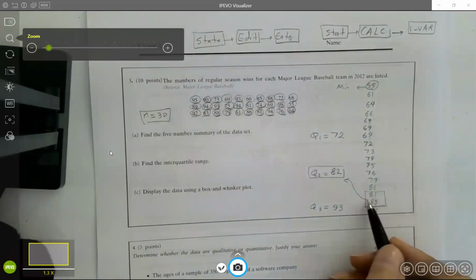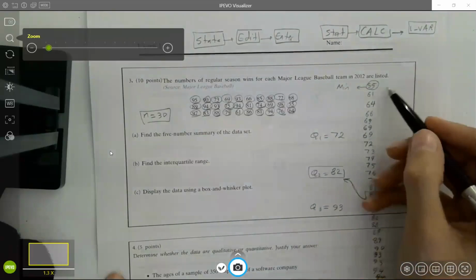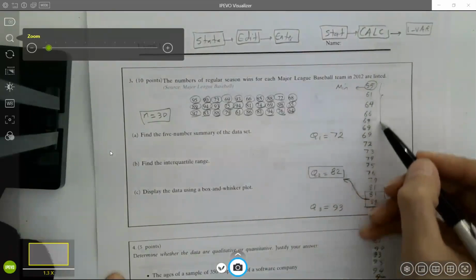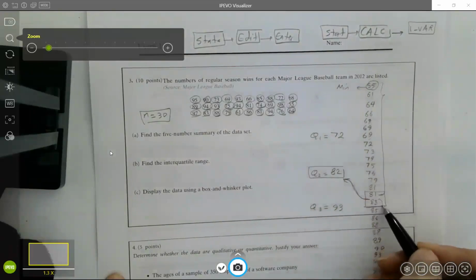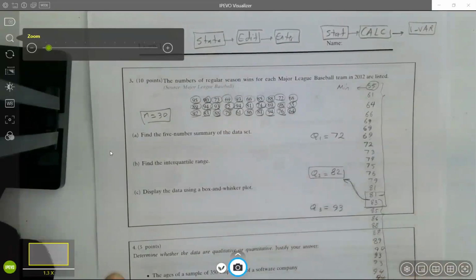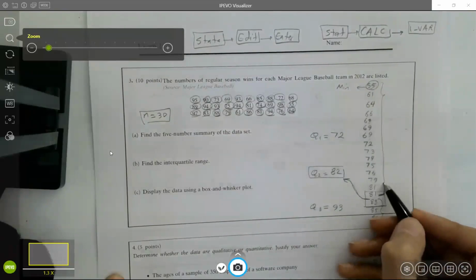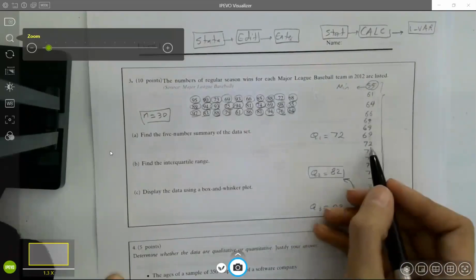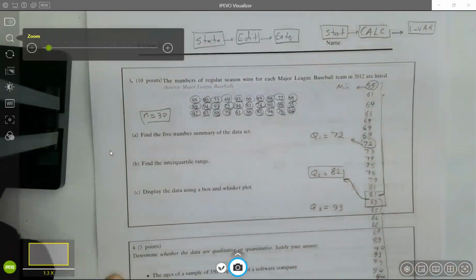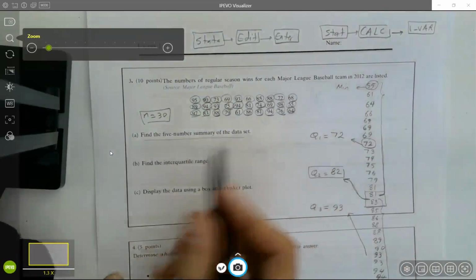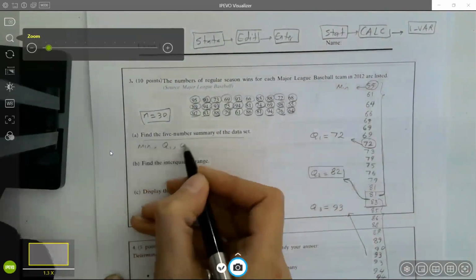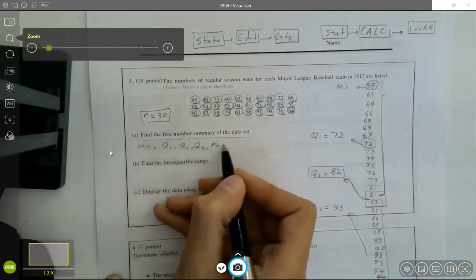Very well. So this is your midpoint. This midpoint divides these numbers into two sets. Now we find the median of the first set, which is equal to 72. We find the median of the second set, which is equal to 93. So these are your 5-number summary: minimum, Q1, Q2, Q3, and the maximum.